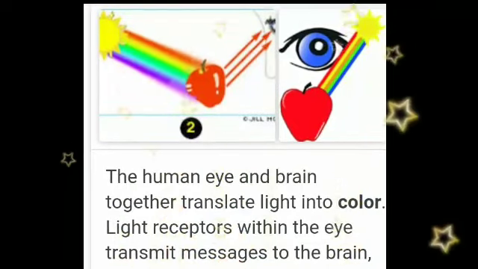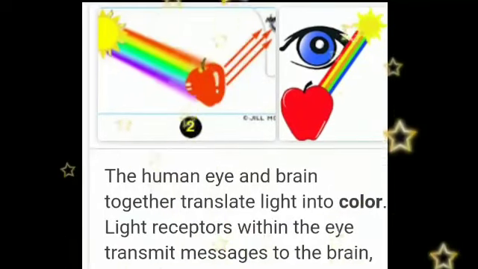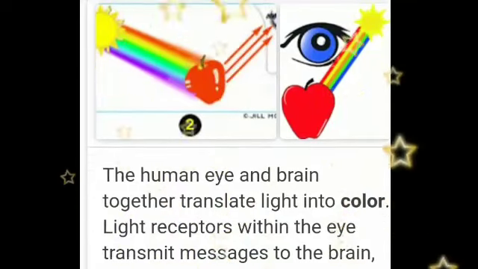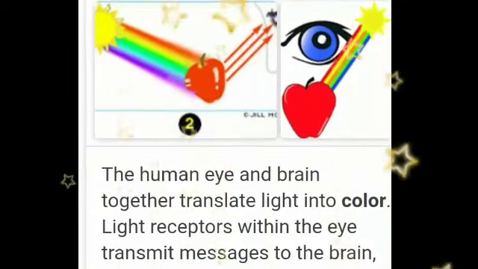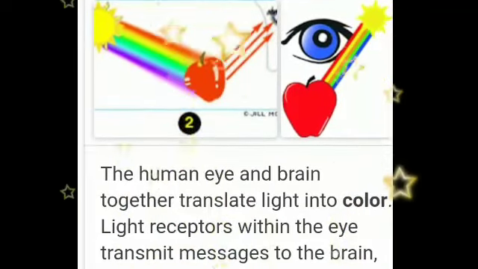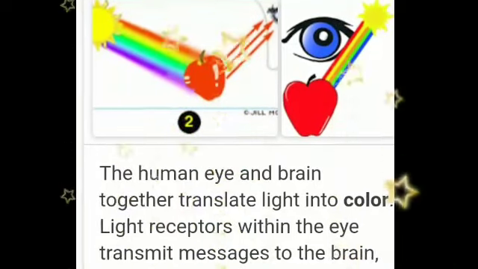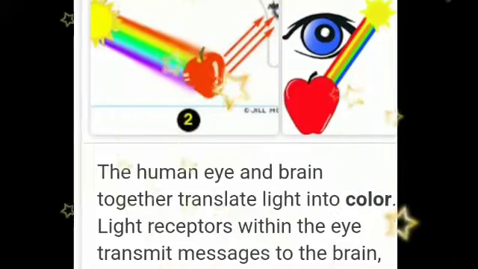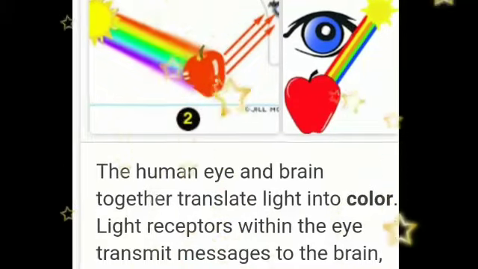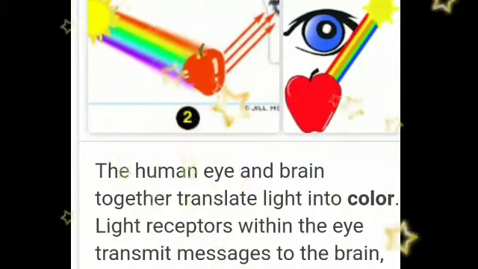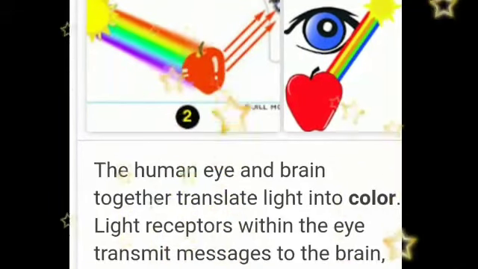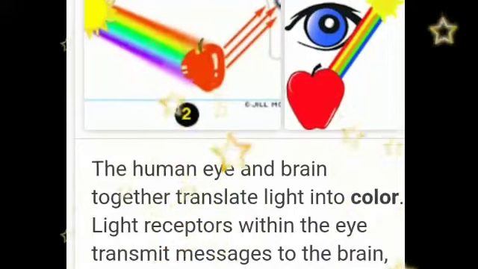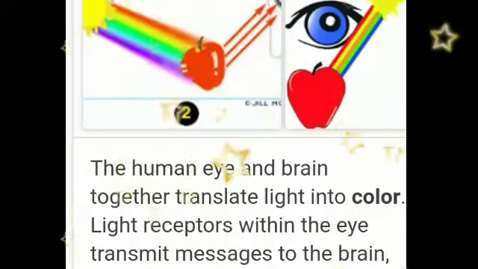The rod-like cells respond to the intensity of light and give information about the brightness or dimness of the object to the brain. The conical cells respond to the color and give information about the color of the object to the brain. Brain processes all the information received and we see the actual image of the object.